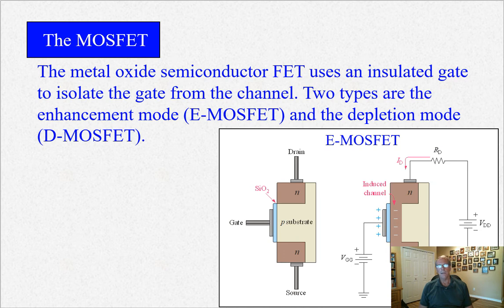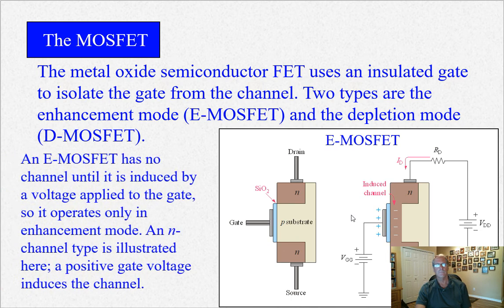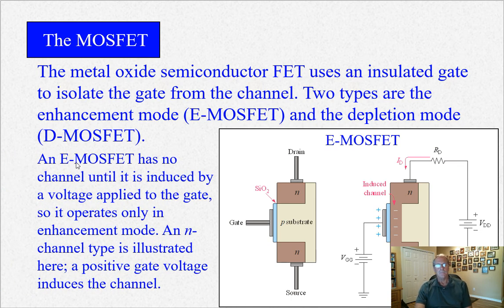And there's two main types. One is an eMOSFET, enhanced mode, and one is depletion mode. They're both used for different reasons, and we'll get into that. So enhanced mode has no channel until it is induced by a voltage applied to the gate. Okay, and for an enhanced mode N channel type, you actually apply a positive voltage to it. So it's different than the JFETs. You apply a positive voltage to the gate of a MOSFET, and that causes current to flow.